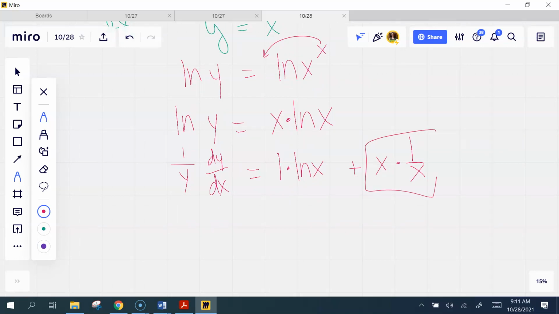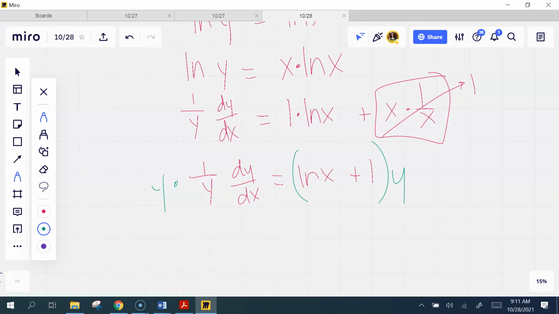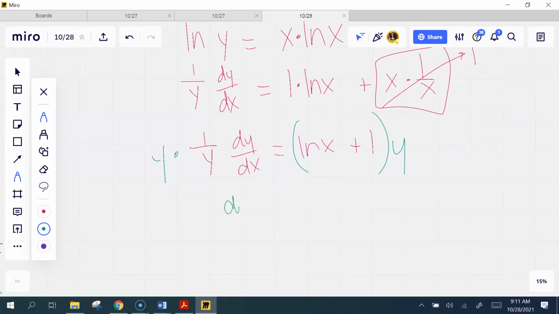All right, this becomes 1. So I really have 1 over y dy dx equals natural log of x. Then I got to get, wait, did you not multiply both sides? I'm fixing to. I don't want to leave it as y though. y is x to the x, and I have natural log of x.